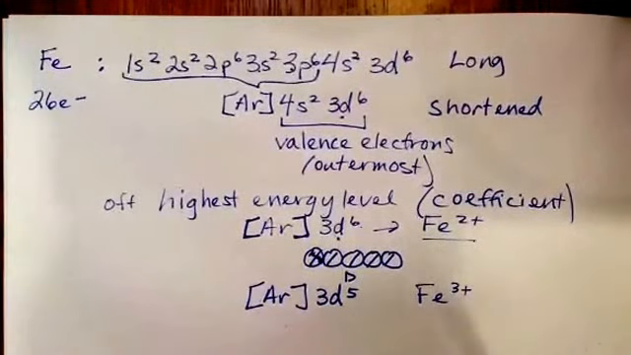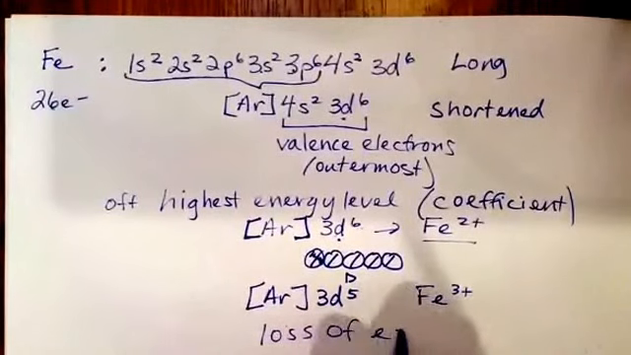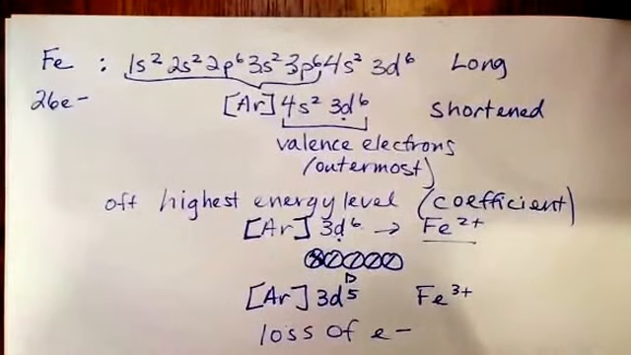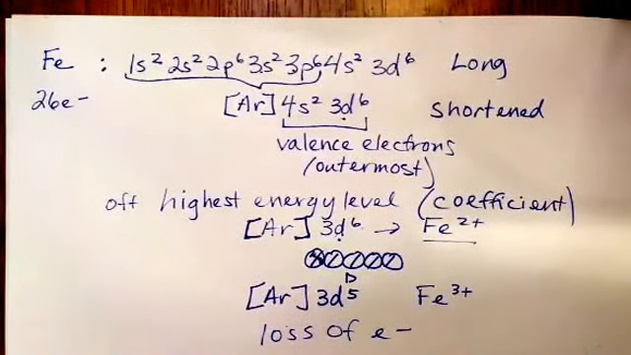The positive indicates that there is a loss of electrons. And that's how we take a closer look at the transition elements and their configurations, as well as how they form an ion.